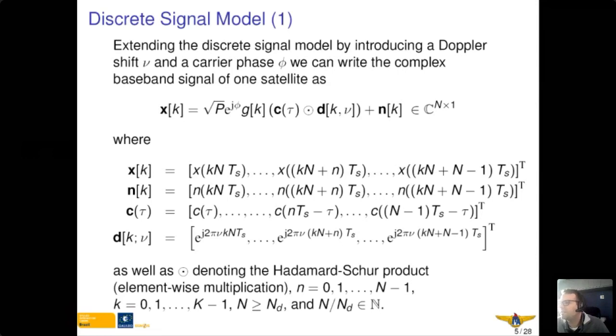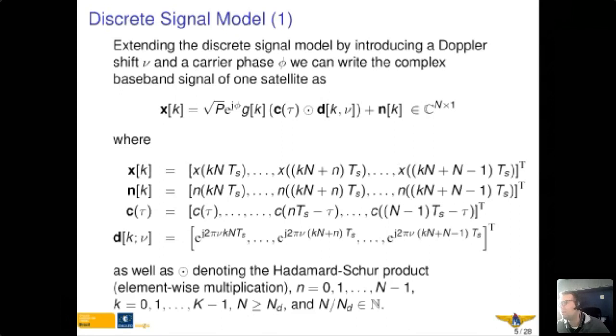And as you can also see, we have this phase now. So the carrier phase phi we have in our model, and we assume that this carrier phase phi is constant over this period k. It can be changing with k, so we could also introduce a dependency on k, but it can also change slower than the periods. So yeah, we have here the Hadamard-Schur product. Okay, so that's the new model, the refined signal model.